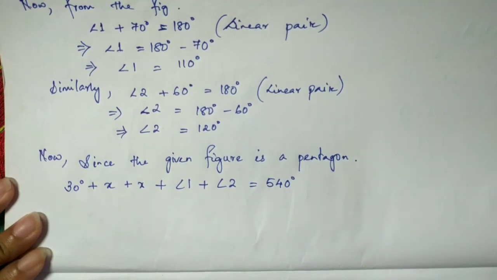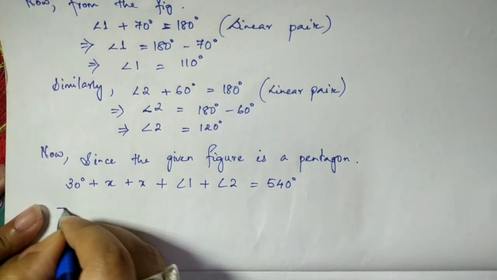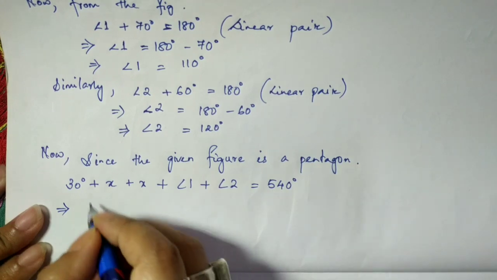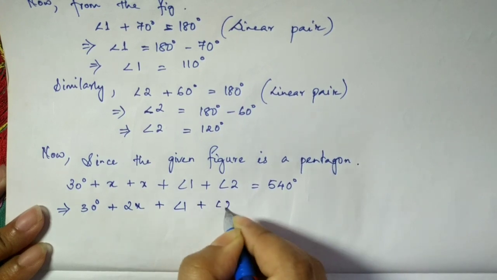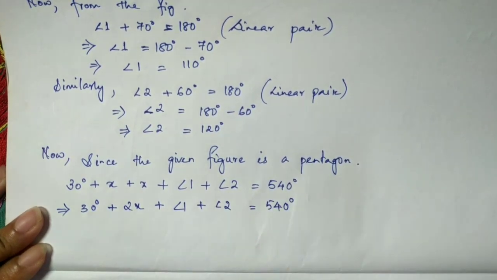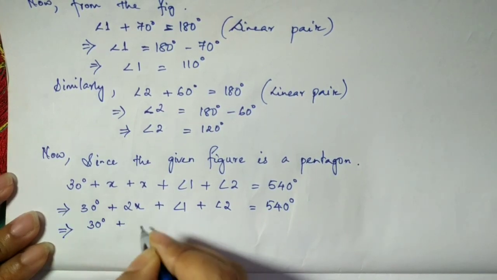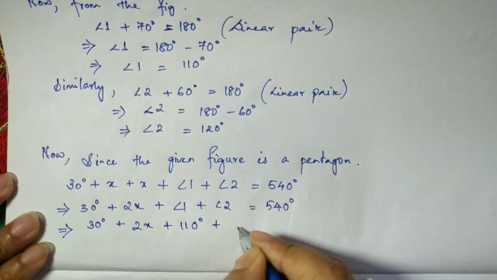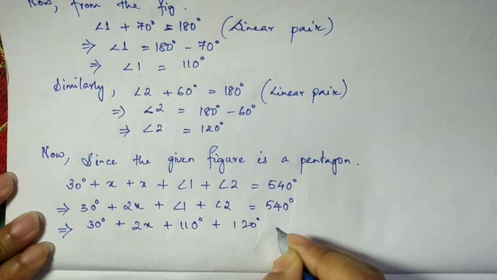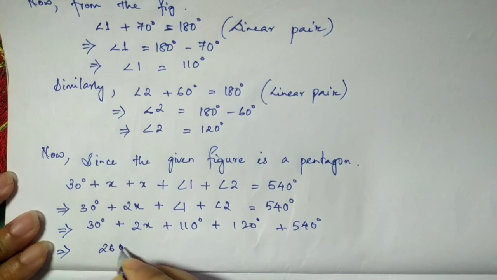We can write this, right? So 30 degrees, x plus x is 2x, angle 1 plus angle 2 is equal to 540 degrees, right? So here, let's put the values of angle 1 and angle 2. Angle 1 is equal to 110 degrees, angle 2 is equal to 120 degrees, plus 540. Let's add this up. If you add, you'll get 260 degrees plus 2x is equal to 540 degrees.